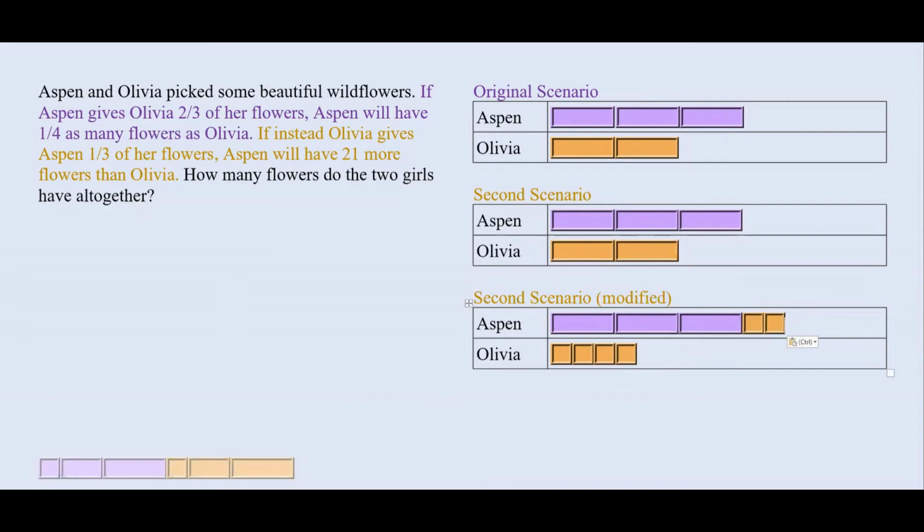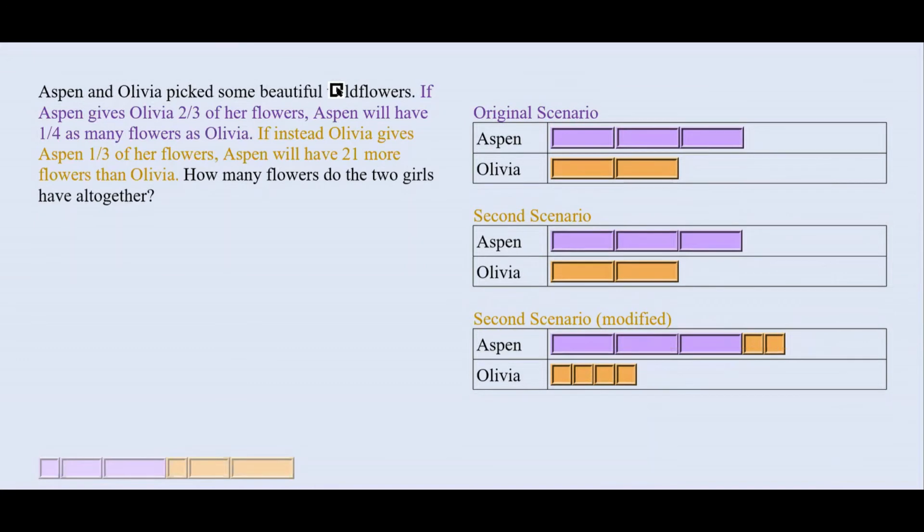Now, the question says Aspen has 21 more flowers than Olivia. So what do I do with that fact coming from the orange or golden sentence? Basically, what we are being told is this much. The extra boxes that Aspen has must represent 21 flowers. That's what the orange sentence tells me right here. So I'm going to write 21 flowers here.